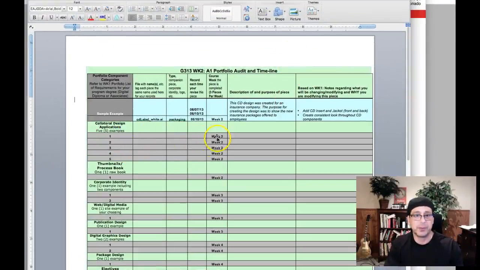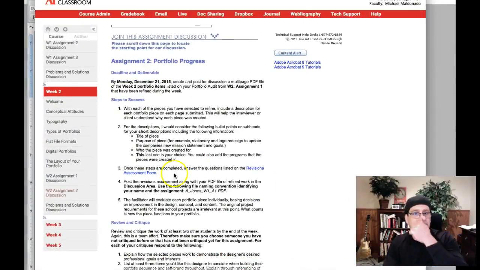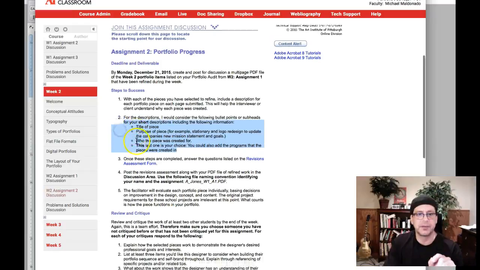So as we look at week 2, we can see the 5 collateral pieces and the thumbnails and process book. And then for the descriptions, just take a look at this. It's really important, okay? Title of the piece, purpose of the piece, who the piece was created for, and the last one is your choice, maybe the software you used or something like that. Short descriptions. These are going to go on each page, so pay attention to those.